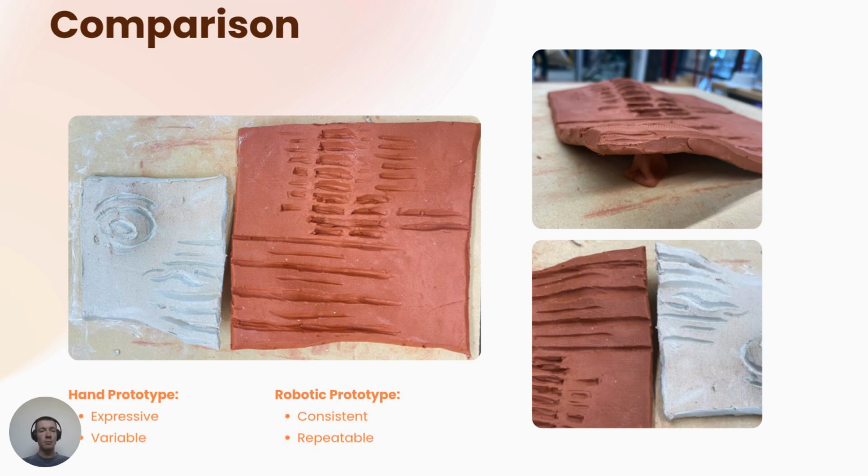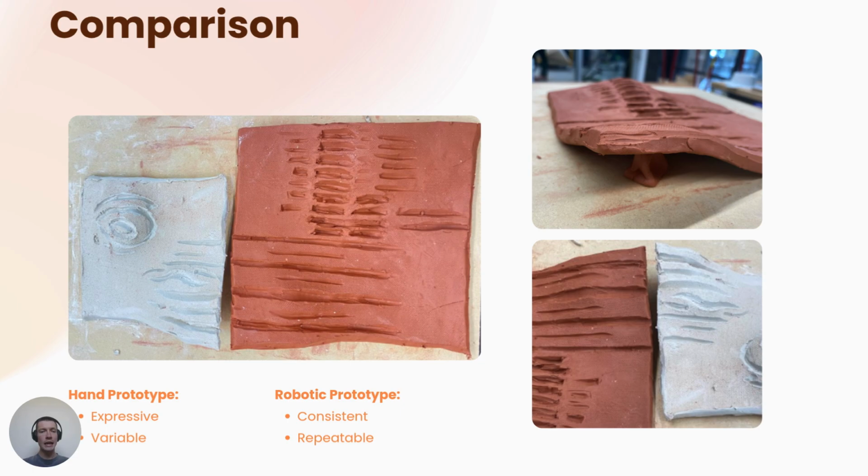Comparing the hand-carved and robotic prototypes highlights a clear contrast between expressive and controlled making processes. The hand-carved prototype demonstrates a high level of responsiveness to the material, as adjustments can be made in real time based on resistance, moisture, or surface feedback. This allows for more expressive and varied surface qualities, as each gesture responds directly to the clay. However, this also introduces inconsistency.